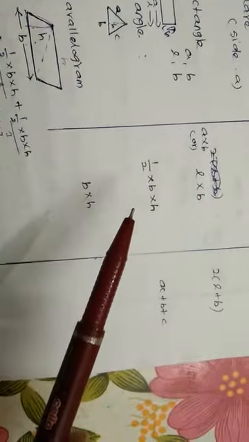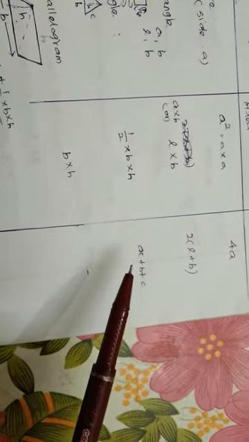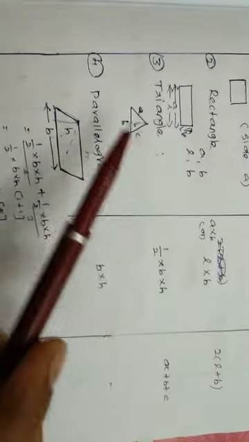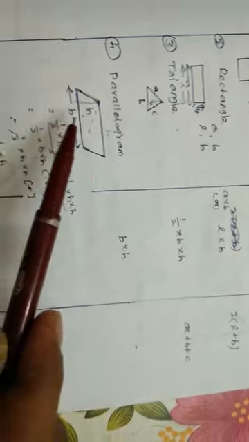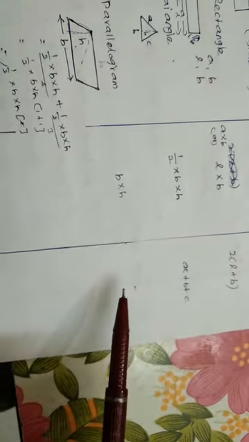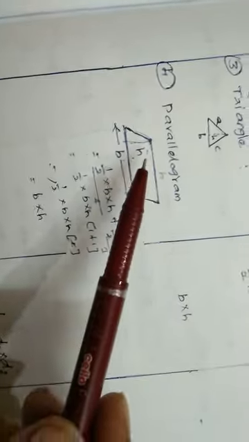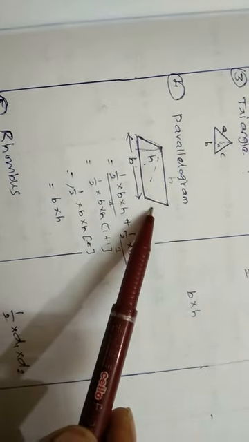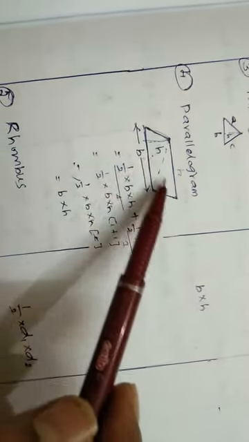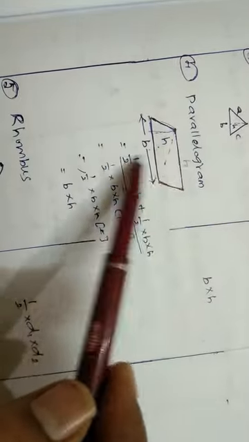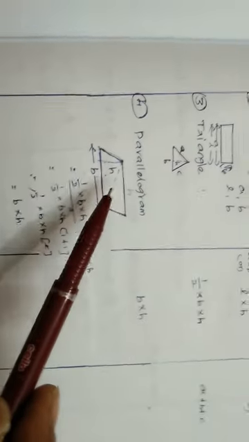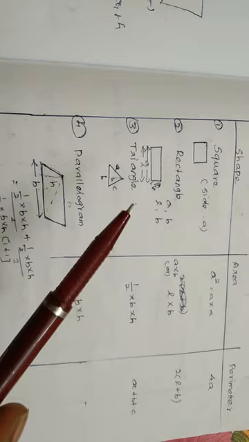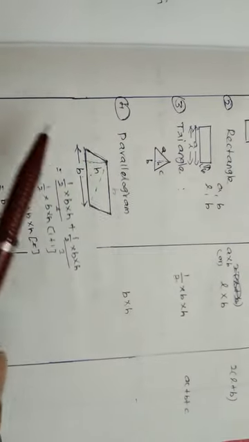Then for a triangle, the area is half base into height, and the perimeter is the sum of all the sides A, B, C. For a parallelogram, the area is B into H, and the perimeter is the sum of all the sides. A parallelogram is nothing but, suppose you construct a diagonal, we get two triangles. Opposite sides are equal, so you can compare this parallelogram with your rectangle. Here only the angles are different.